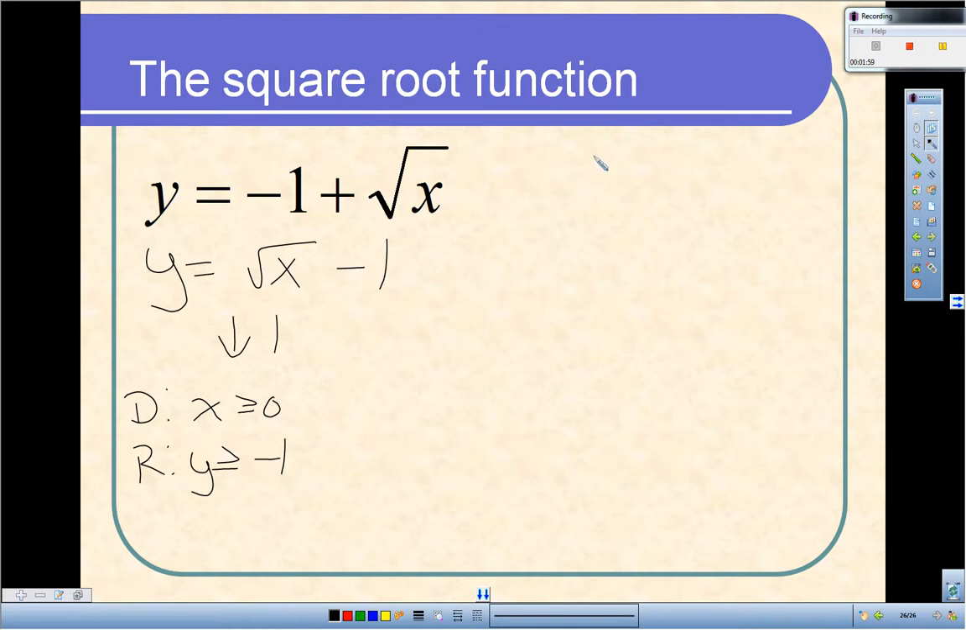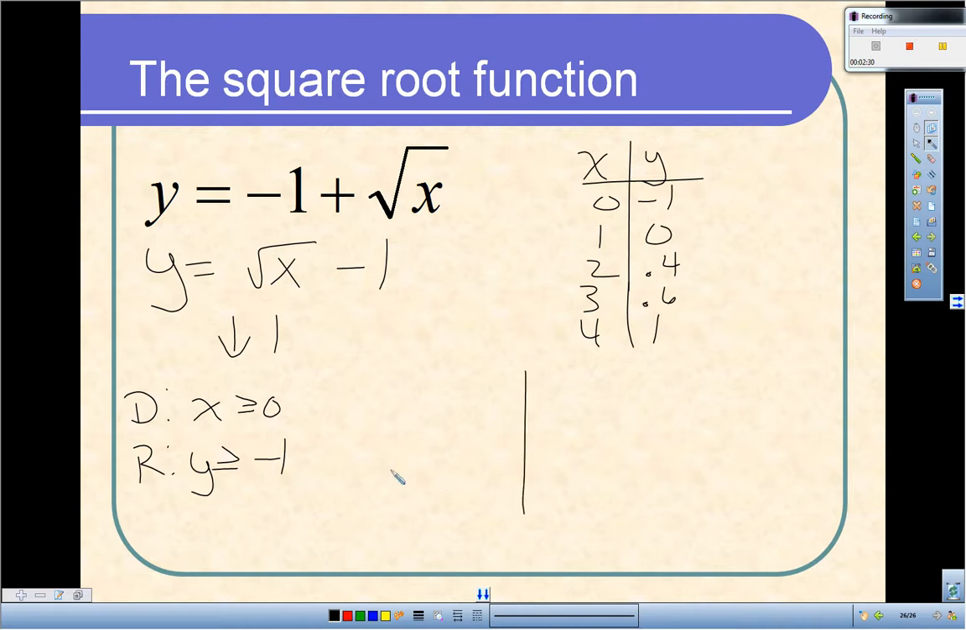Now when I graph these, again, I'm going to make an x-y table, and I'm going to use the numbers 0, 1, 2, 3, and 4. When I plug in 0, the square root of 0 is 0, 0 minus 1 is negative 1. When I plug in 1, the square root of 1 is 1, 1 minus 1 is 0. When I plug in 2, the square root of 2 was like 1.4, and 1.4 minus 1 is 0.4. When I plug in 3, the square root of 3 is 1.6, and 1.6 minus 1 is 0.6. When I plug in 4, the square root of 4 is 2, and 2 minus 1 is 1.